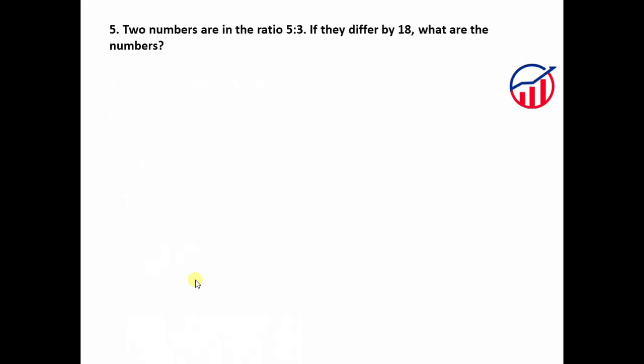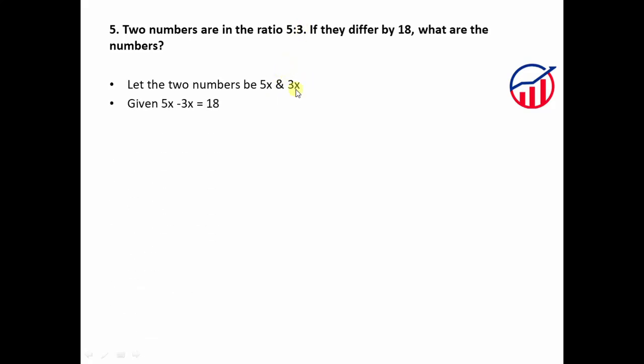Going to the next question. Two numbers are in the ratio 5 by 3. If they differ by 18, what are the numbers? So let the two numbers be 5x and 3x. Why 5x and 3x? Because we have been given the ratio as 5 is to 3. Hence you take it as 5x and 3x.